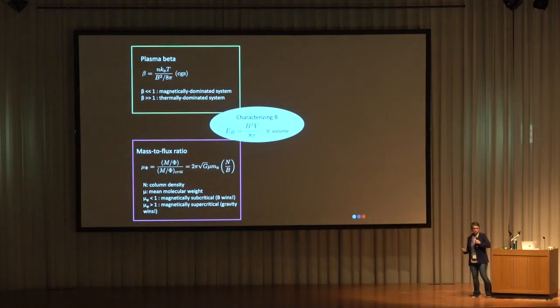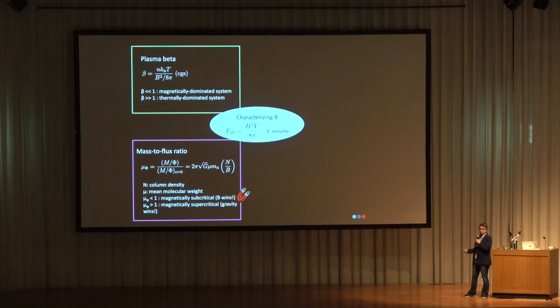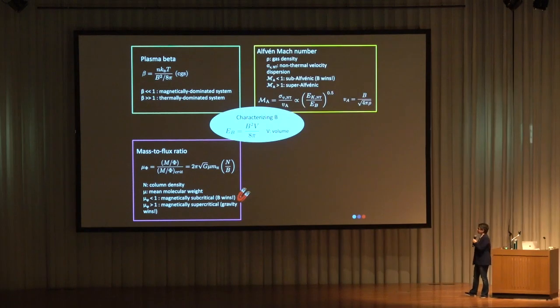Mass to flux ratio is a metric that enables us to compare the gravitational energy to magnetic energy, and is proportional to the ratio of column density to magnetic field. A value less than 1 means that the system is magnetically subcritical and magnetic fields win. A value more than 1 means that the system is magnetically supercritical and gravity dominates.